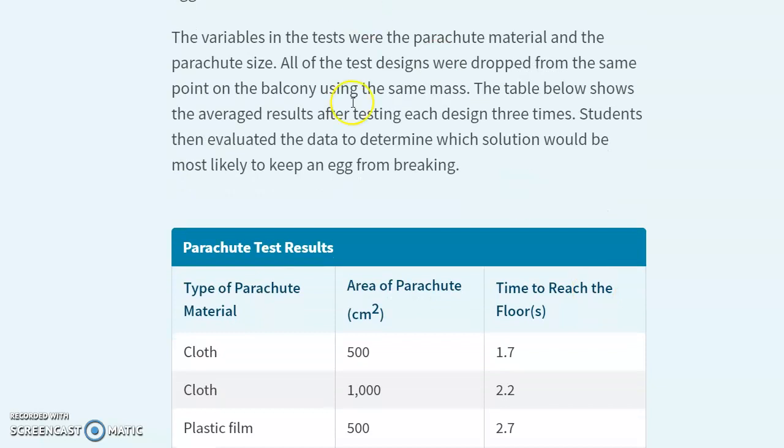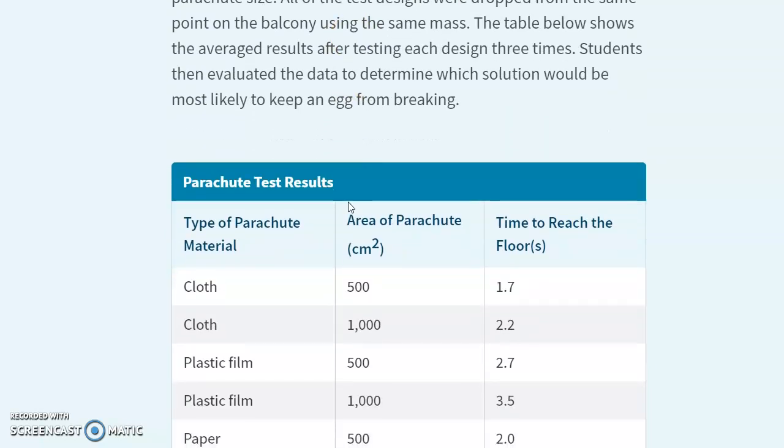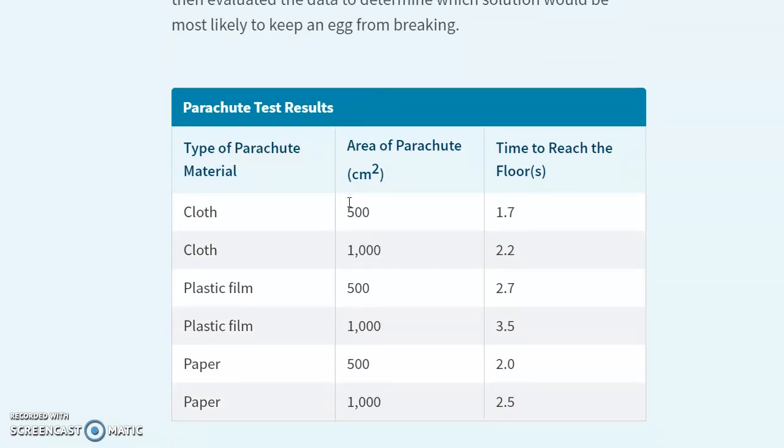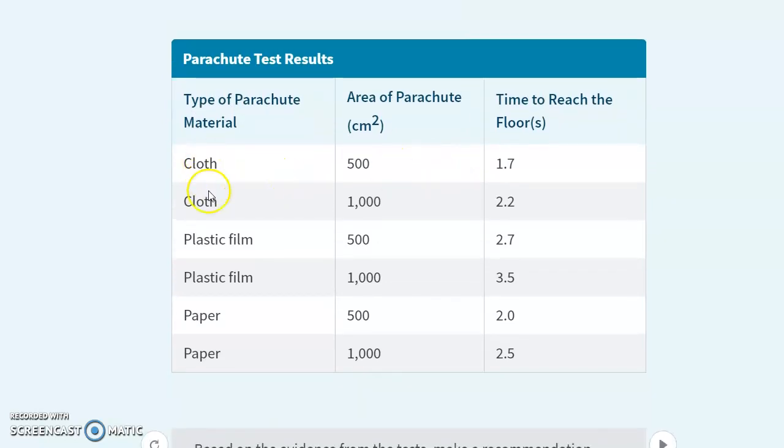Okay, there's lots of variables when you're trying to do this. I don't know if any of you have done this before, but you have to create a design that's going to make the egg not break, even though it's going from the same height. Okay, so do you want to use cloth, plastic film, or paper? And how big do you want it to be?